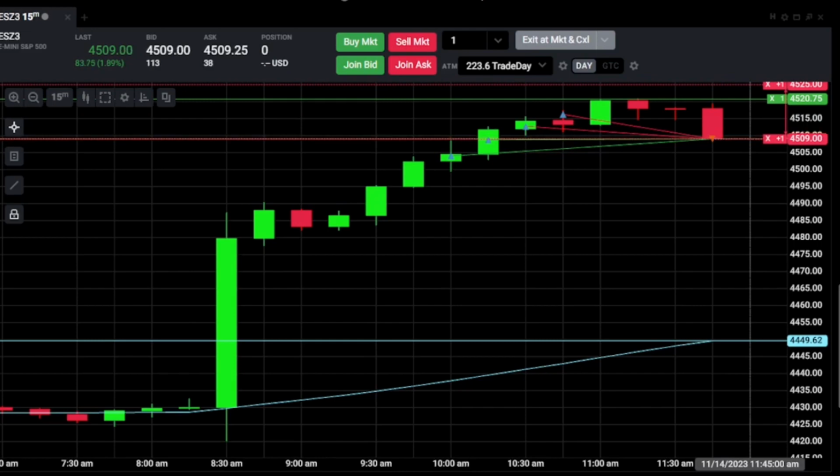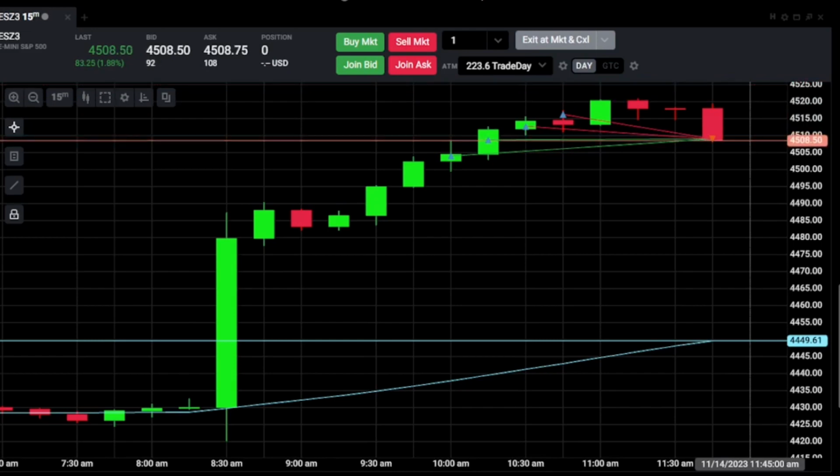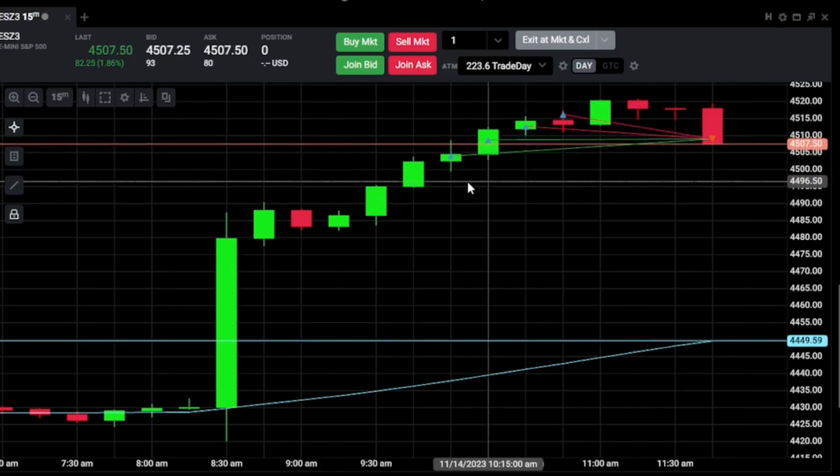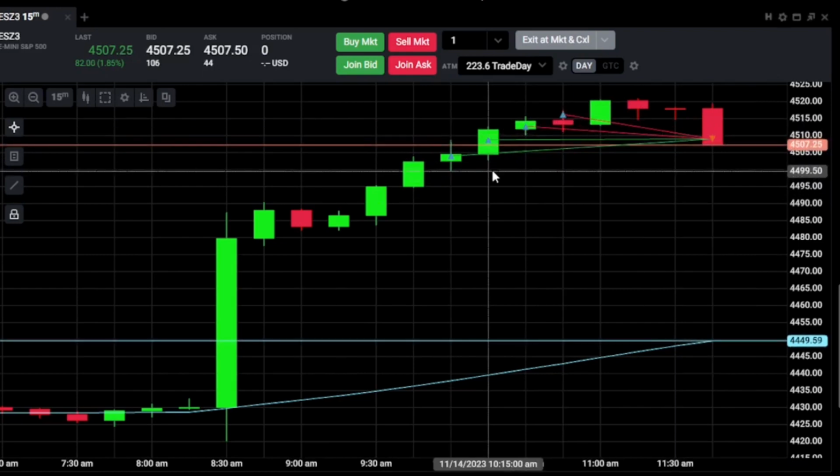Stop filled. Alrighty. So we have stopped out on that position. We stopped out. We didn't lose much, believe it or not, even though we have 4 contracts. We didn't lose much because I averaged in.